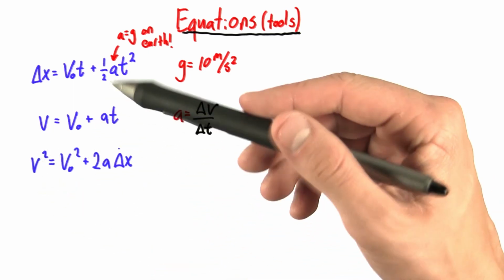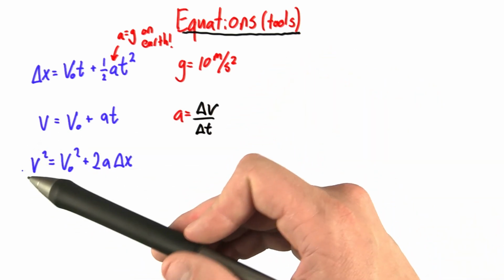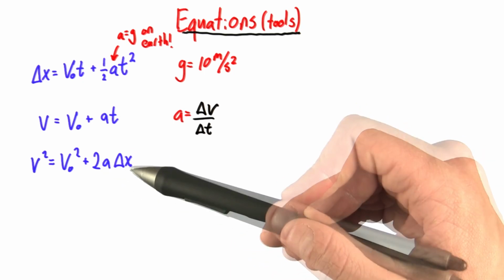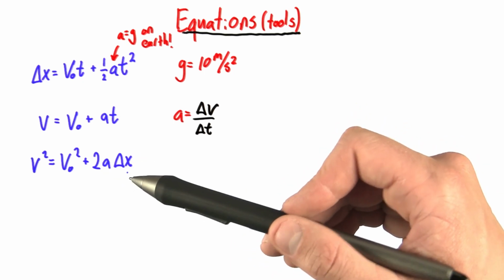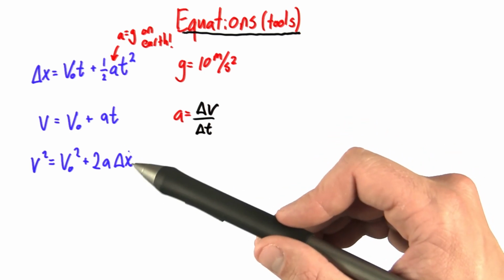The last equation I want to talk about is this one. And what does this one say? It says that there's some relationship between final velocity, initial velocity, acceleration, and distance traveled. Deriving this one is a bit trickier, but still something that I think you can do. I'm not going to do the derivation here, but I'd love to see some discussion about this in the forums.